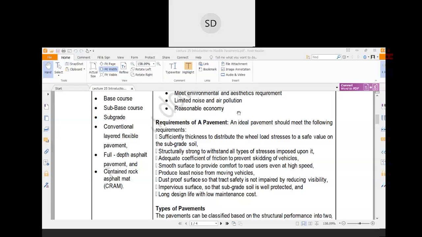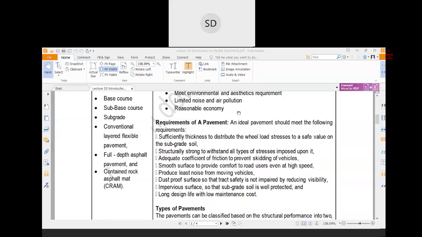Now, if there is enough dust over the road surface, what will happen? First, it will reduce the coefficient of friction and therefore there may be chances of skidding or slipping. And in another case, whenever the vehicles are moving, it can impair the visibility of the driver because of the dust present on that particular surface.